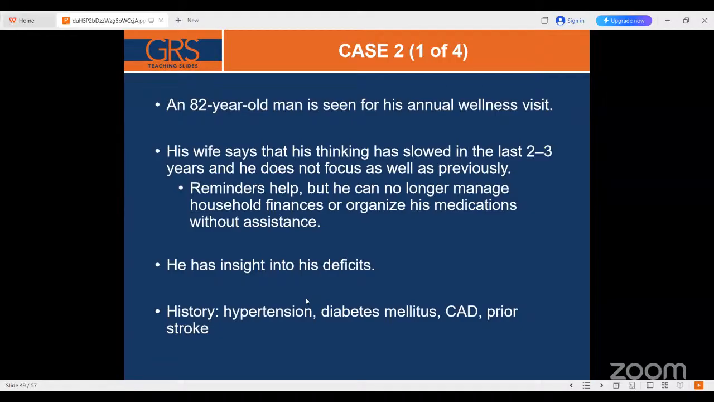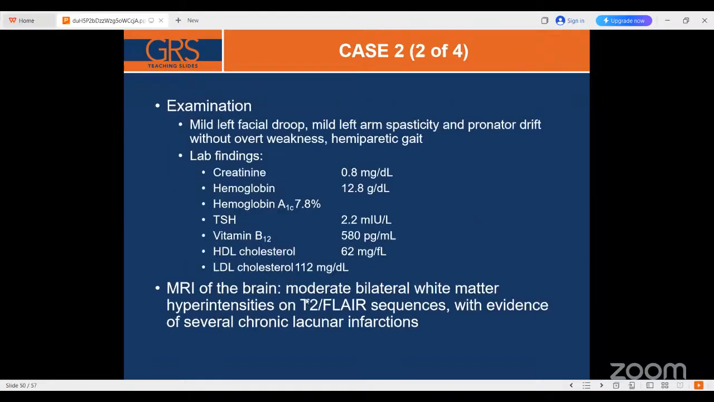So case number 2: an 82-year-old man is seen for the annual wellness visit. His wife says that he has slowed in the last 2 to 3 years and does not focus as well as previously. Reminders help, but he can no longer manage household finances or organize his medication without assistance. He has insight into his deficits. History of hypertension, diabetes mellitus, CAD, and prior stroke.